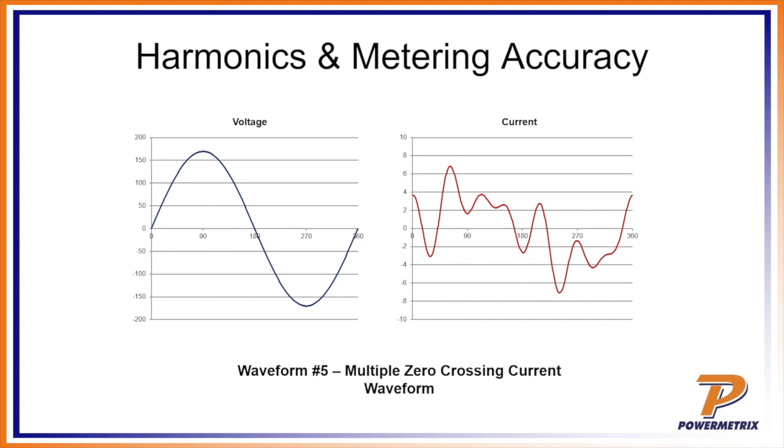Okay, waveform number 5 is a little bit different. This one's called the multiple zero crossing current waveform. A sine wave ideally has one crossing. We start out at 0, go through 180 degrees, that's our zero crossing, then back up to 360. Back in the olden days, a lot of meters were dependent upon that one single crossing point through 0 to come up with a time base. Once we started adding loads that generated multiple zero crossings, you see the current waveform is all over the place. It crosses 0 six different times.